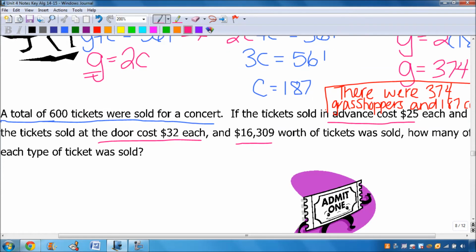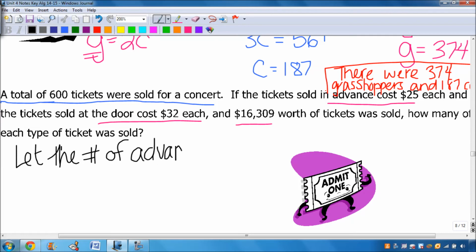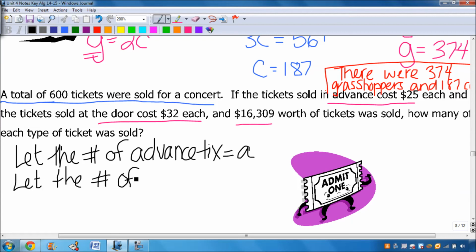So again, I gotta ask myself, how many things do I not know? 2. I don't know the number of advance tickets. So I'm going to say let the number of advance tickets equal A. Okay, and I don't know the number of door tickets, right? So I'm going to call that D.